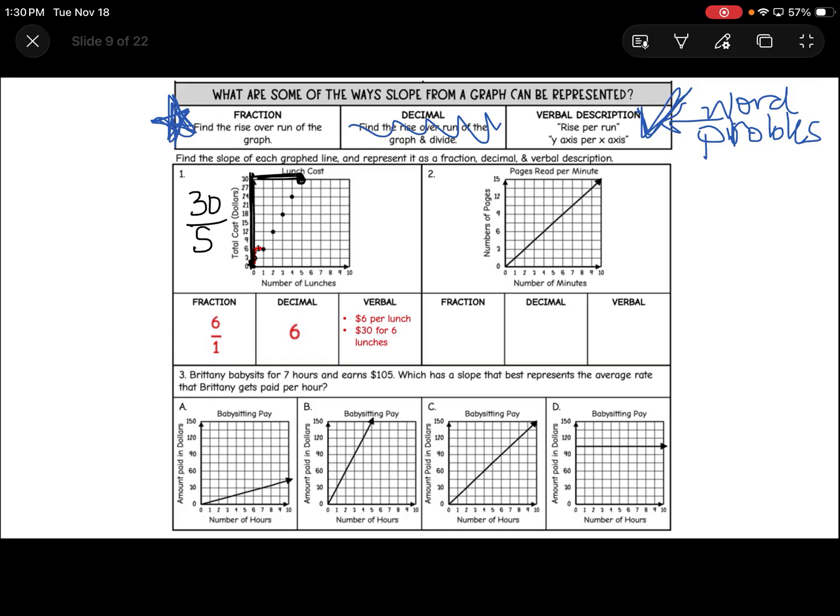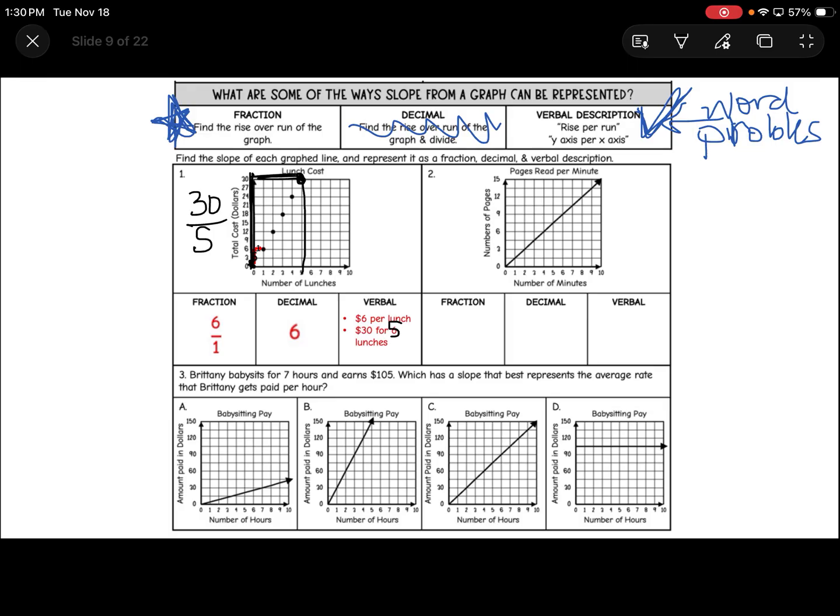$6 per lunch, or 30, that's a typo. 30 over 5 lunches. That's a typo. Not one kid's pointed that out. This should say 30 over 5. Right? It was 30 for 5. Is that making sense?